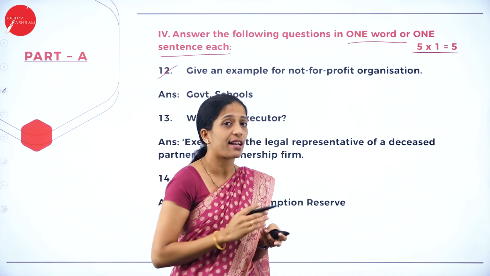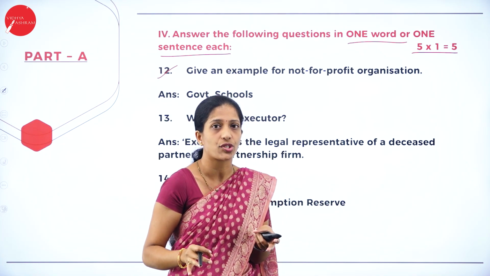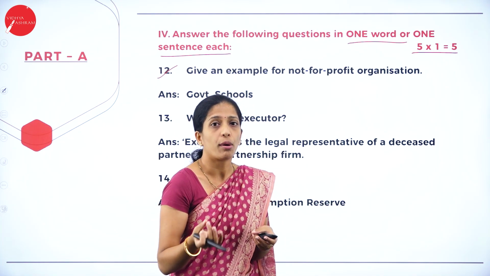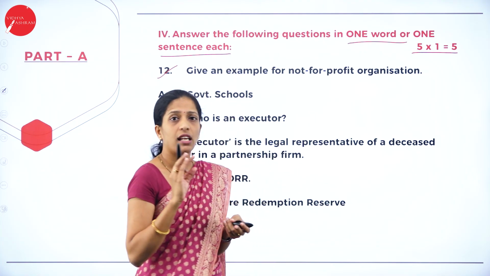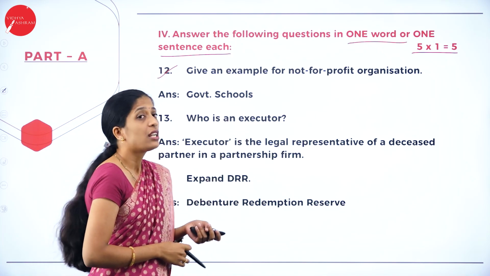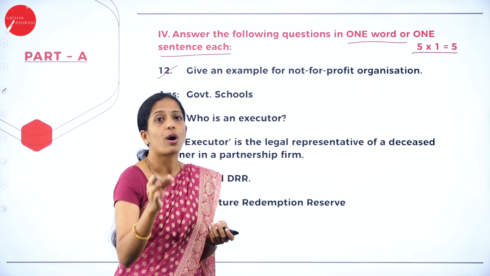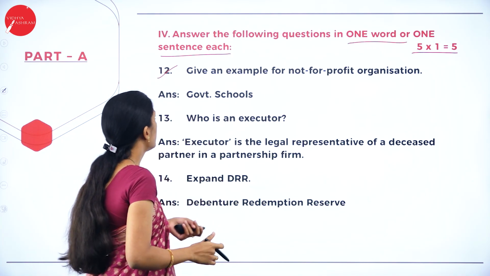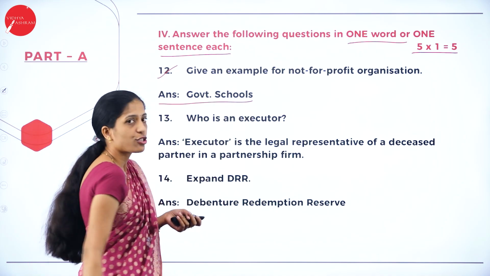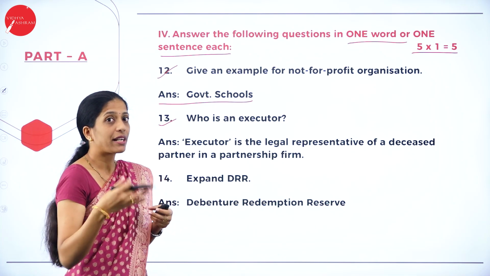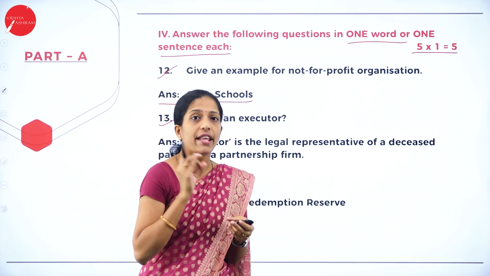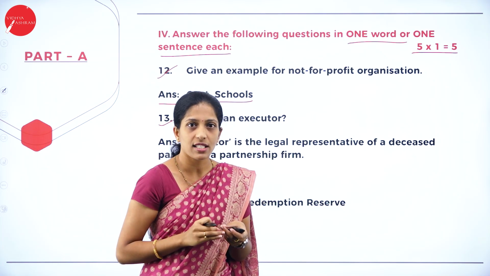We have come across there are a number of not-for-profit organizations like hospitals, government schools, government libraries. So you can answer any one, because they have clearly told you have to answer in 1 word or 1 sentence. So you can answer government schools. Next is, who is an executor? So we will come across this concept under death of a partner.